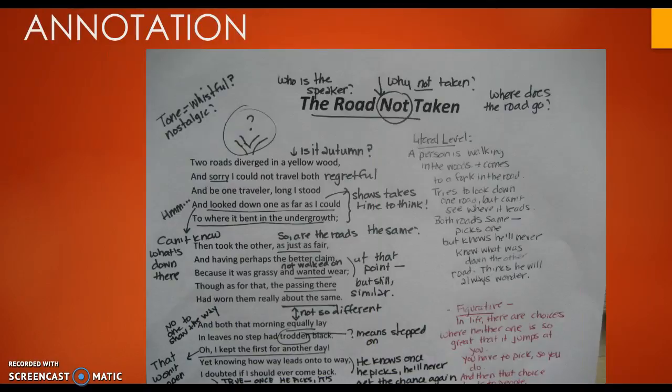So here is an example of annotation. If you look at this picture of the poem, The Road Not Taken by Robert Frost, you will see that the student has circled things, she's underlined, she's asking questions, she's making notes to herself, she has things that pertain to figurative language, a literal level, she's mentioning tone, she's even questioning what this one line means. This is called pure annotation.